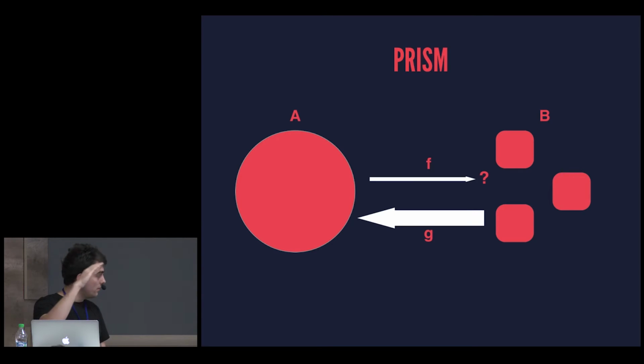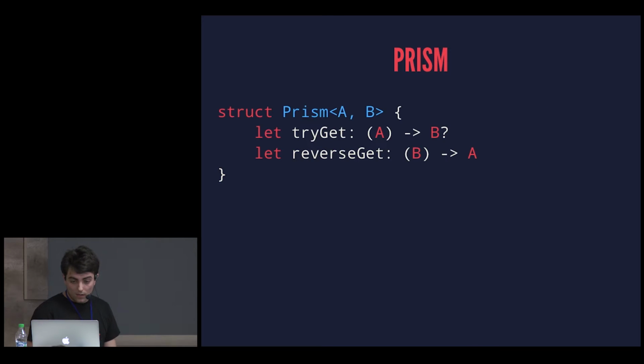And by going down the optics hierarchy, the second is the prism. So the prism is also a pair of F and G, but now not all A's can convert into B's. So basically, we can have a nil when we try to convert between an A and a B. But if we already have that B, if we already have that monkey, let's say, we'll easily get back to an A. This is the implementation. We yet again have these two functions, where the first one is the try-getter. So you see a B optional now. The conversion might either fail or succeed, but in the reverse get, we can always get that Oleg.